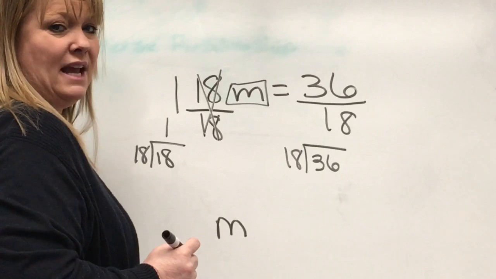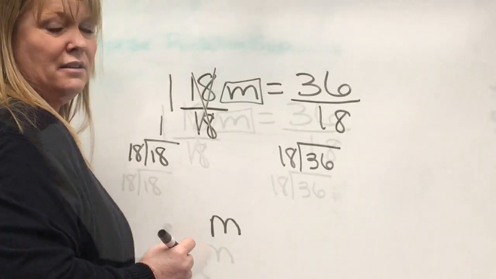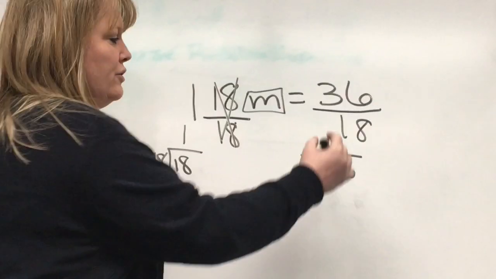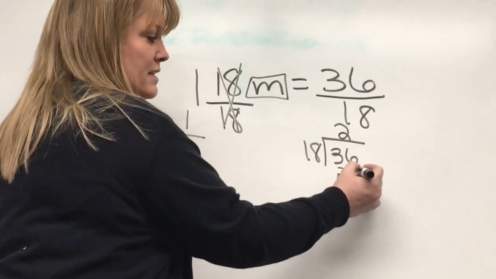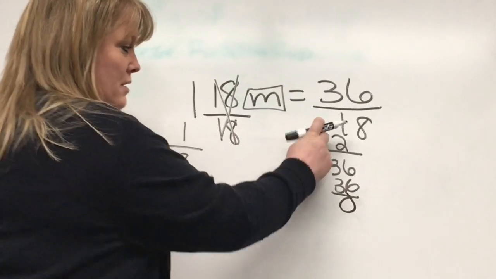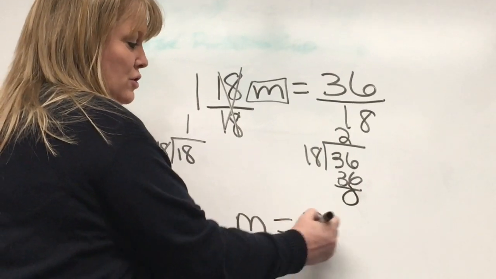How many times can 18 go into 36? So I know 18 can go into 36 2 times. 18 times 2 is 36. So m equals 2.